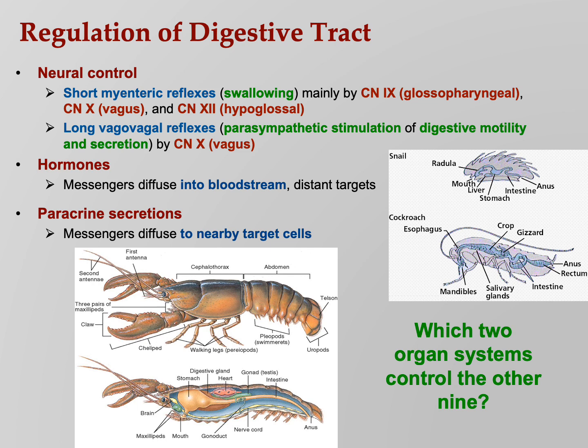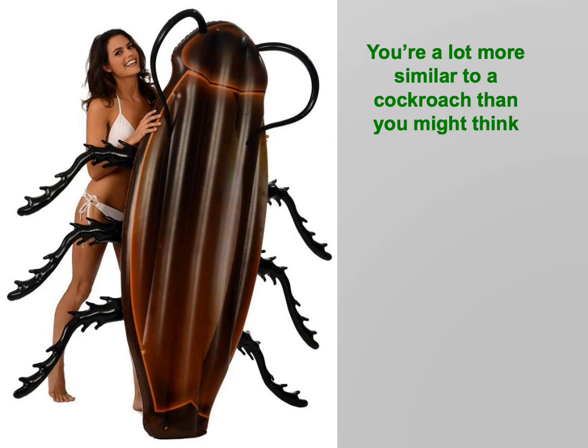And the digestive system, actually, even if you go down to the so-called lower animals, look at the lobster. It's got basically the same digestive organs we do. Snail, a cockroach, they all have essentially the same thing. So you're not all that different from a cockroach, frankly, all right? You're a lot more similar to a cockroach than you might think.